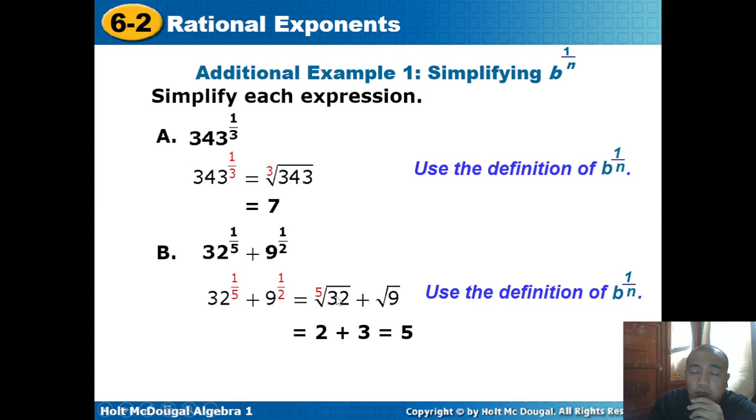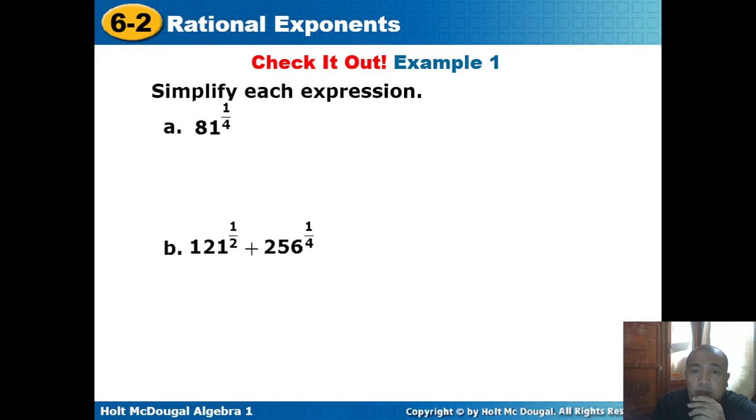Yes, the fifth root of 32 is 2, because 2 times 2 times 2 times 2 times 2 is 32. And the square root of 9 is 3, because 3 times 3 is 9. 2 plus 3 equals 5. So that's the answer for letter B, 5. Simplify each expression. For a, 81 raised to 1/4.